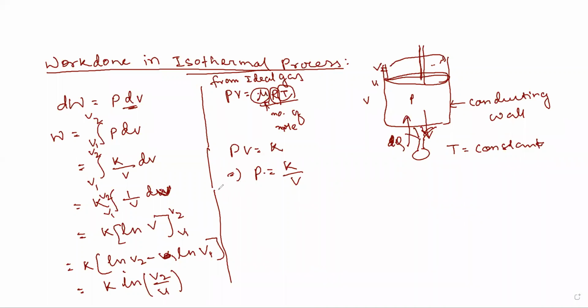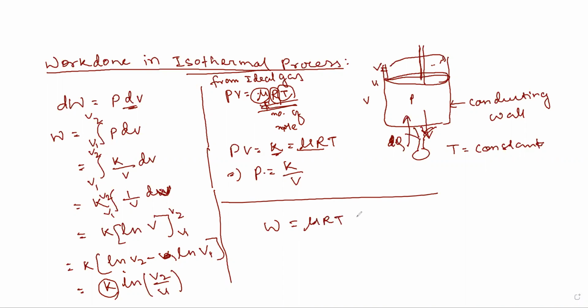Now I can replace this K value. What is K? K I have replaced with your mu RT, right? Mu RT is equal to K, because temperature is constant in the isothermal case. So if I replace it, then I'll get work done is equal to mu RT ln V2 by V1. So this is the work done in case of an isothermal process.